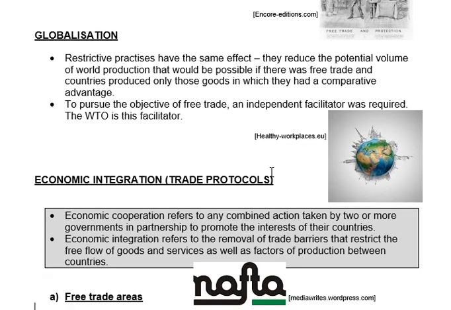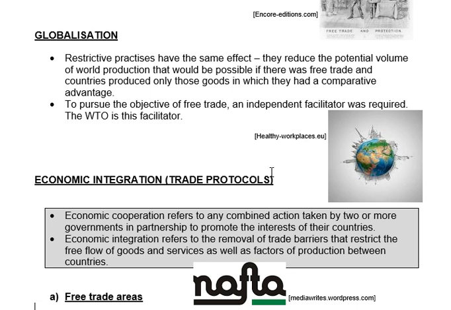If we look at globalization, any restrictive practices, any form of protection that we can use, whether it's an import quota, a customs duty, foreign exchange control measures, sanctions, or boycotts, all of them have the same effect. The idea is to reduce the potential volume of world production, and that would only be possible if there was free trade, if countries produced only those goods that they have a comparative advantage in. All right, so any kind of protection that we use is going to reduce the production in the world, right? Because countries are now not allowed to trade freely with each other, all right?